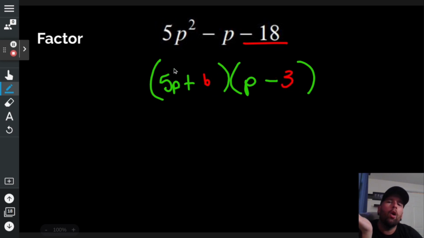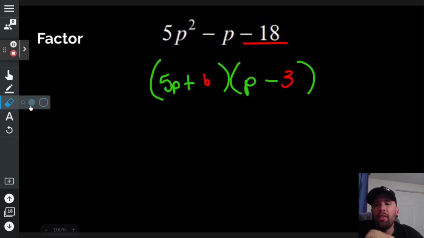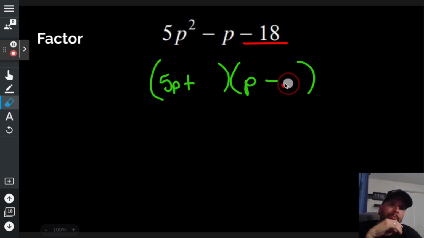Okay, I know it's going to be 5p squared. I know it's going to be negative 15p and positive 6p, which doesn't work, not even close. So I don't like the 6 and the 3. And if you're like, well, swap the 6 and the 3. If I swap them, then that's going to be 30 over here. No good. So the 6 and the 3, probably not a good idea. Let's try 9 and 2.